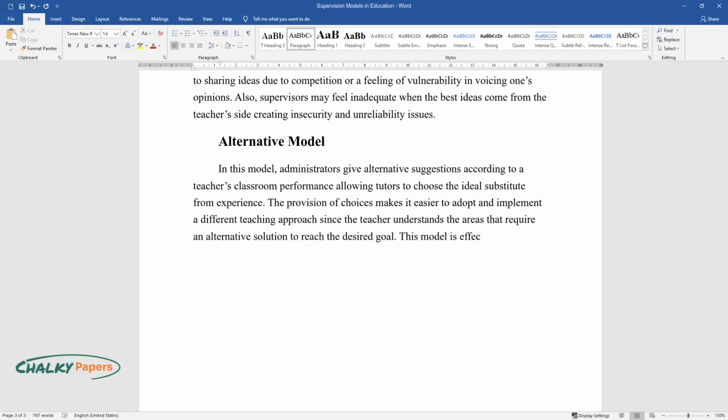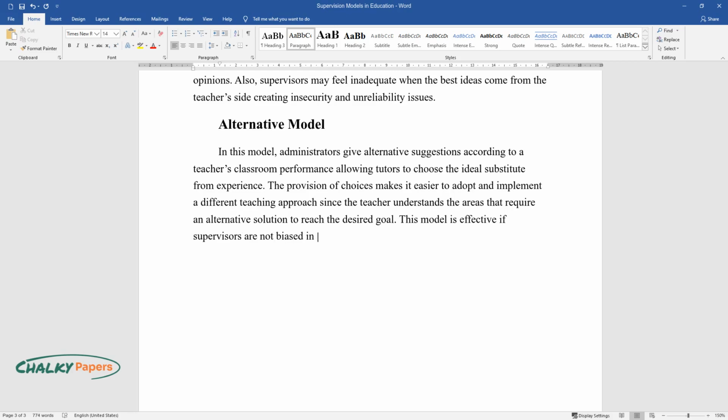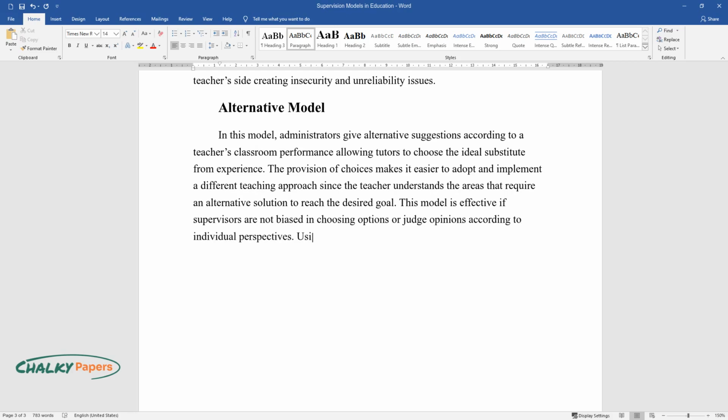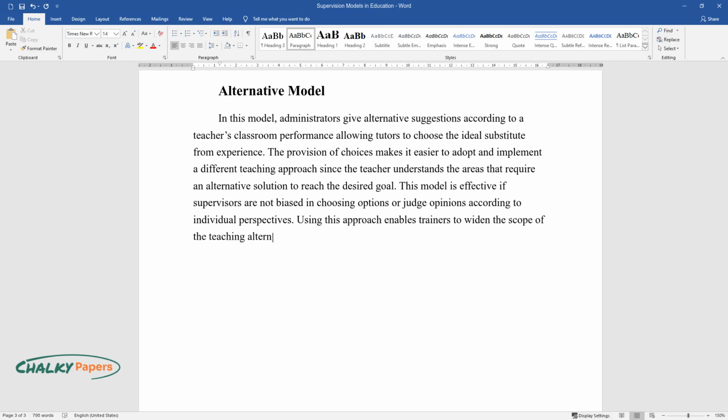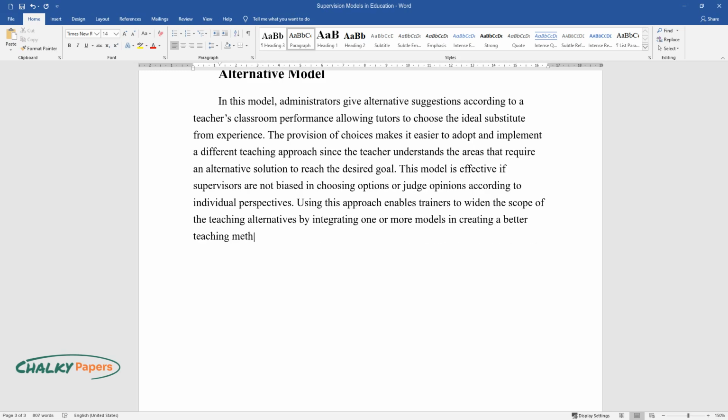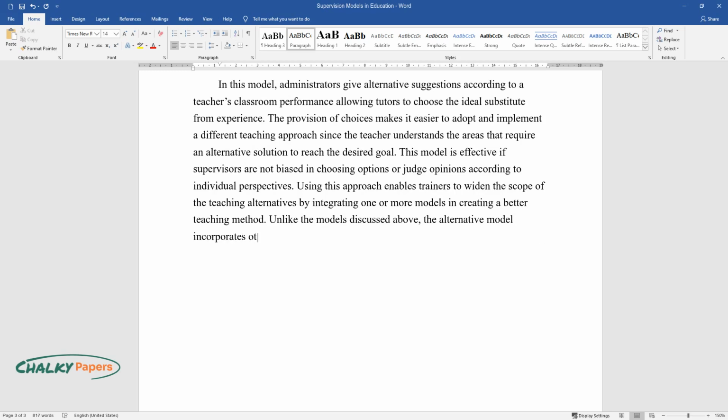This model is effective if supervisors are not biased in choosing options or judge opinions according to individual perspectives. Using this approach enables trainers to widen the scope of the teaching alternatives by integrating one or more models and creating a better teaching method. Unlike the models discussed above, the alternative model incorporates other models, making it different and more approachable.